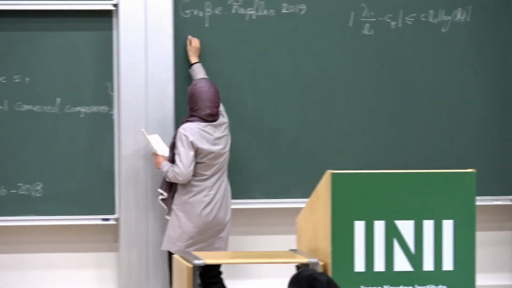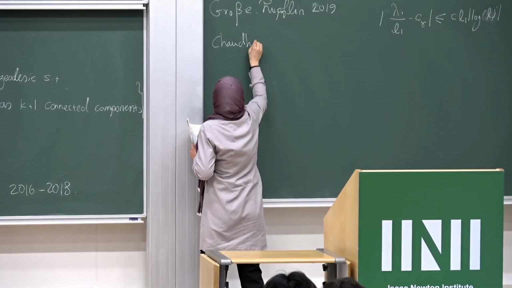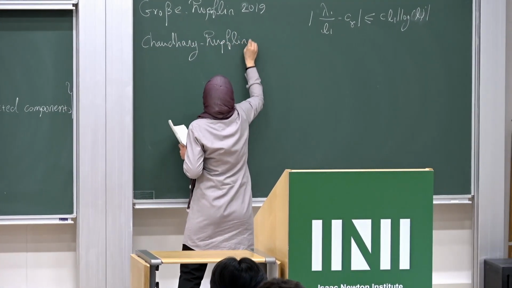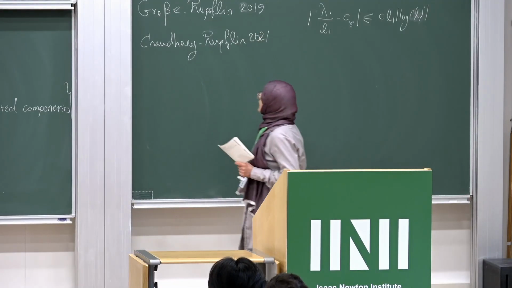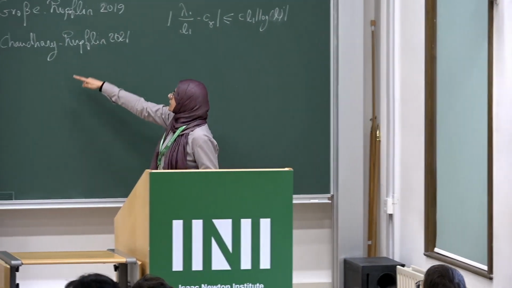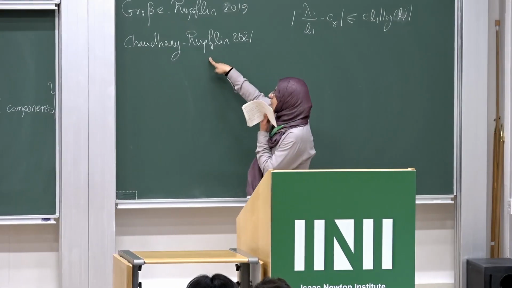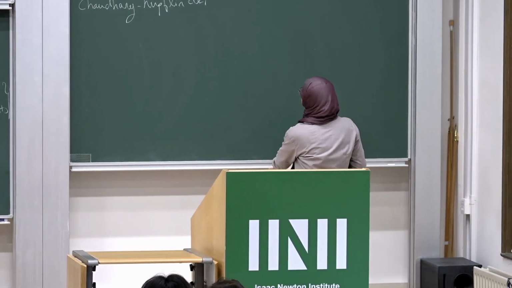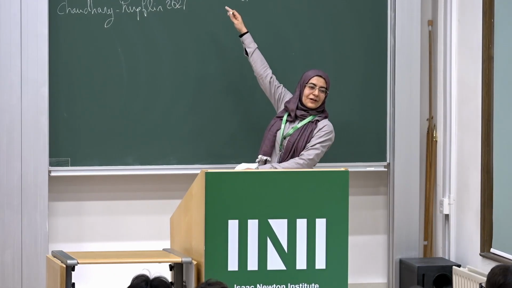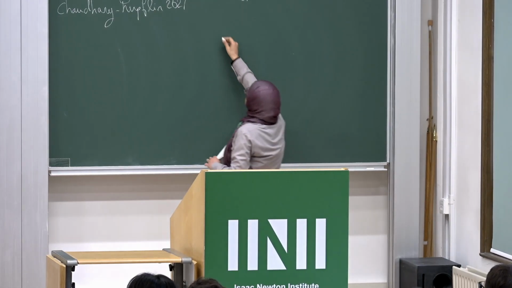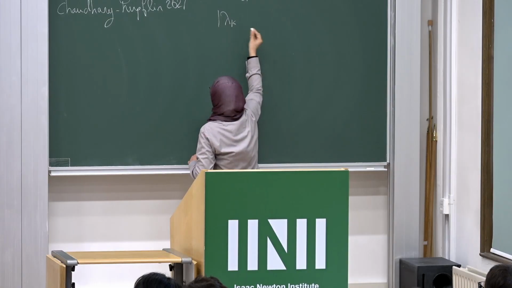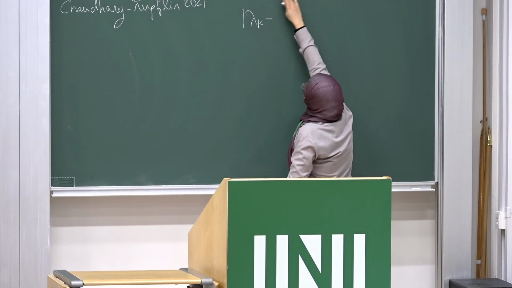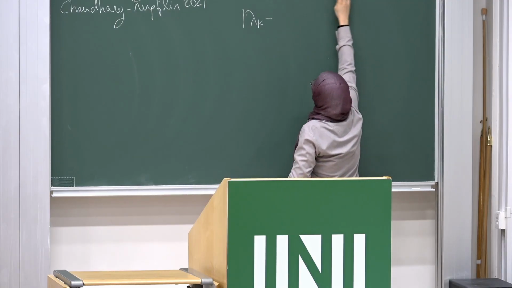But then Chaudhary and Ruflin in 2021. Chaudhary was the PhD student of Ruflin, so the result is in his PhD thesis. Is it okay or not? Okay. So they extended to lambda k under some condition, but I just write. So if you multiply here by L1, it is lambda 1 minus C gamma L1 less than something.